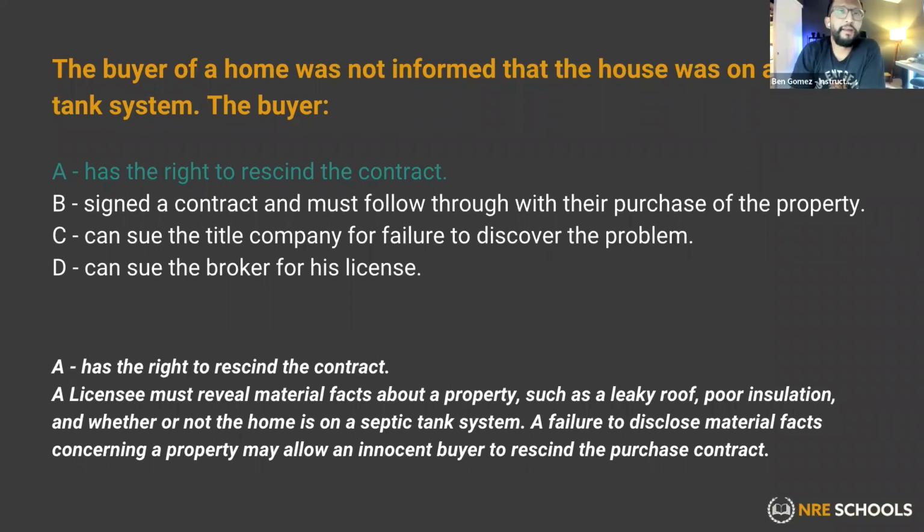What happens though, everybody, if the buyer buying the property finds out that the home was on a septic tank after they close? What happens then? They go back to the seller and say, you didn't tell me? No. What typically happens in that case is, too bad, so sad. Yeah, it's the buyer's problem.